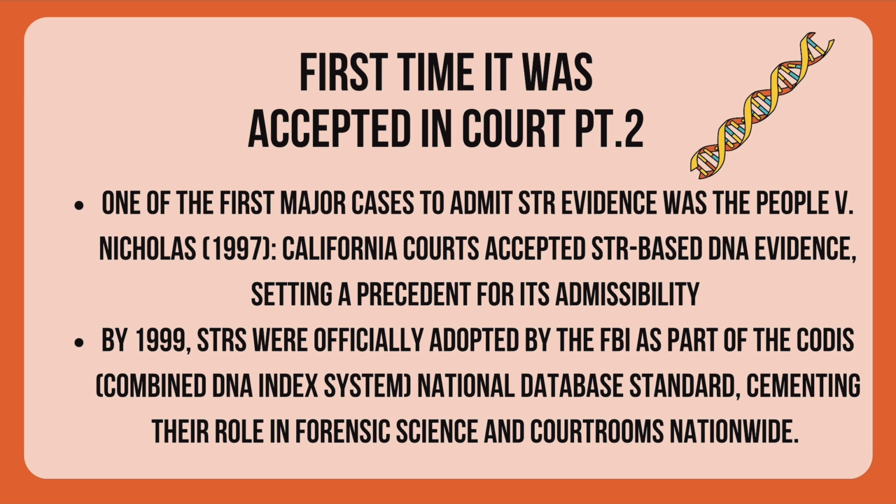First time it was accepted in court, part 2. One of the first major cases to admit STR evidence was People versus Nicholas, 1997. California courts accepted STR-based DNA evidence, setting a precedent for its admissibility. By 1999, STRs were officially adopted by the FBI as part of CODIS, which stands for Combined DNA Index System, the national database standard, cementing their role in forensic science and courtrooms nationwide.